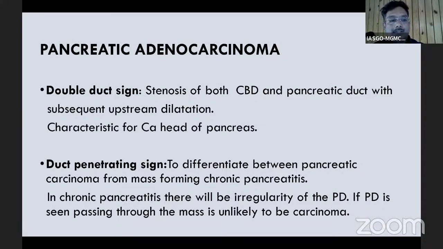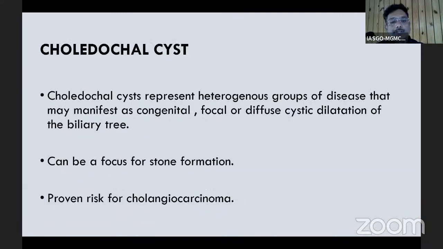There is another sign, the duct penetrating sign, which helps us to differentiate pancreatic carcinoma from mass-forming chronic pancreatitis. In chronic pancreatitis, there will be irregularity of the pancreatic duct, and if we can see that the pancreatic duct is crossing through the mass, it is unlikely to be carcinoma.